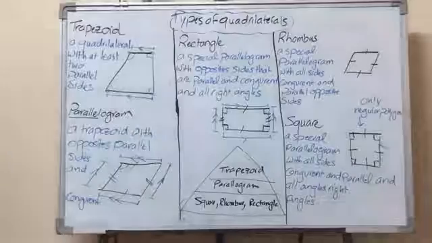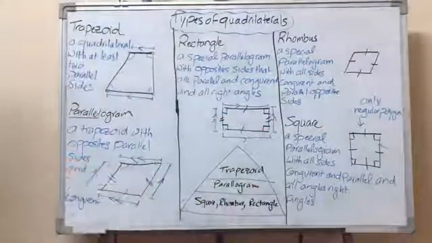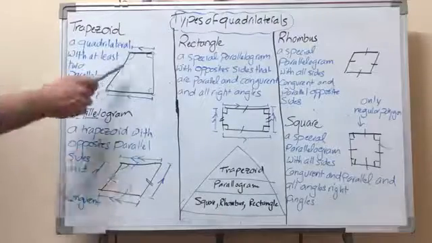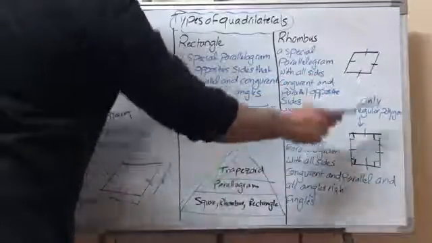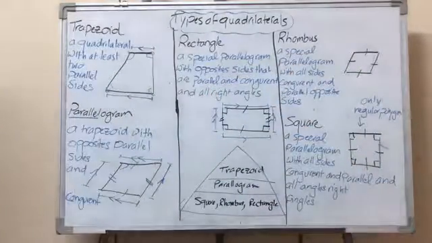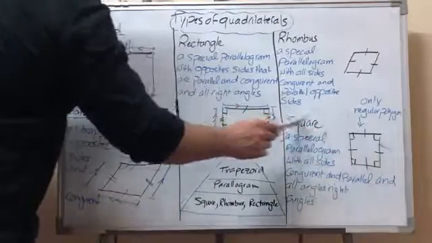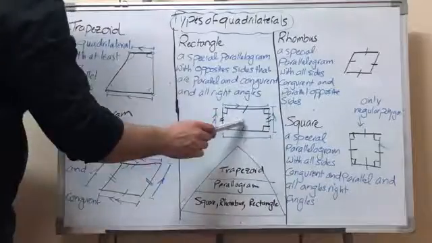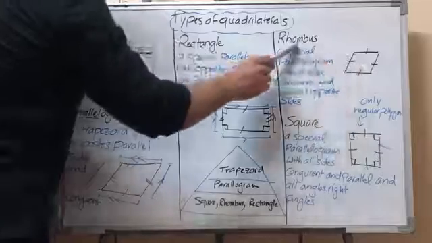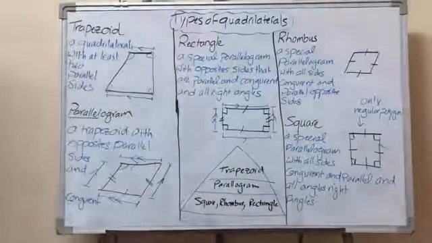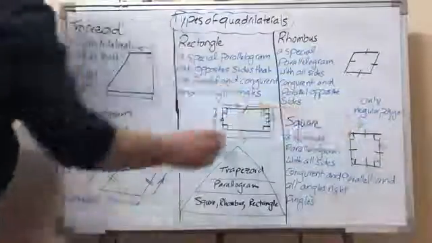So these 3 shapes come from the parallelogram, and this parallelogram comes from a trapezoid. If you have any one of these shapes, it is a parallelogram. This shape is a parallelogram, a special one called a square. This shape is a parallelogram, a special one called a rectangle. And this shape is a parallelogram, a special shape called a rhombus. The parallelogram itself is a trapezoid, which means all these shapes are trapezoids.